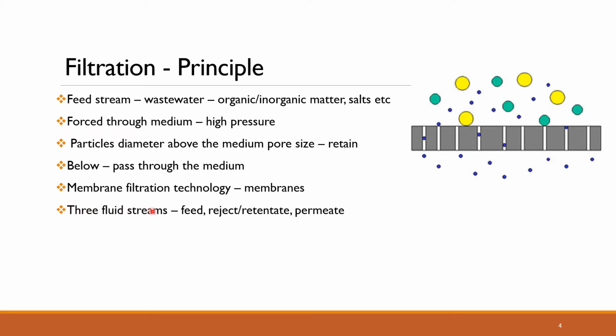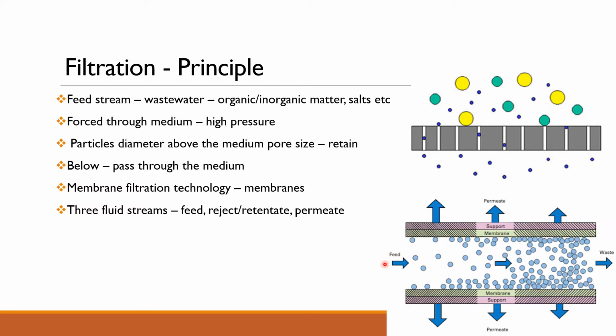There are three fluid streams which are obtained in membrane filtration technology. First stream is the feed. The feed is the wastewater which has got these components, the waste impurities. The second is the reject or the retentate. The reject or the retentate is the waste fluid with high concentration of impurities which goes out as waste. The third fluid stream is the permeate, which is the clean water which can be used for different purposes.